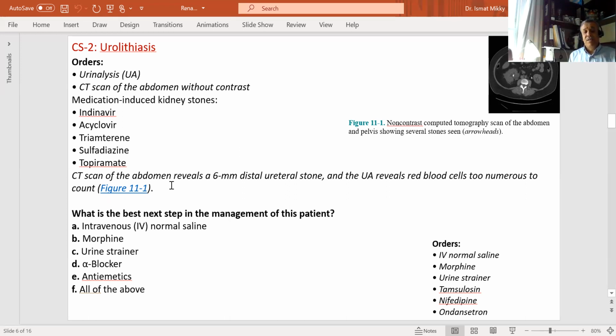They are used if the stone is borderline size, stones smaller than 5 millimeters, which will pass spontaneously through the urethra. However, stones larger than 7 or 8 millimeters will never pass spontaneously, no matter how long you wait and how much fluid you administer. It's not going to pass through the urethra because that's a large size, larger than 7 or 8 millimeters will never pass.